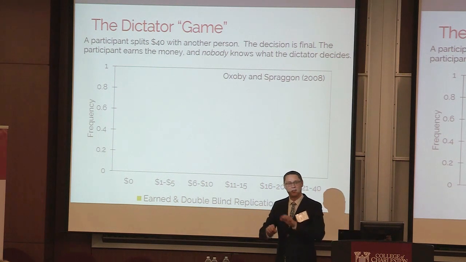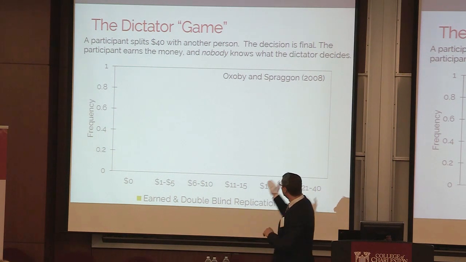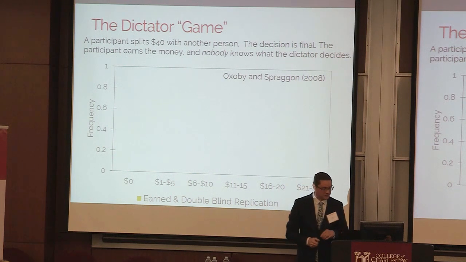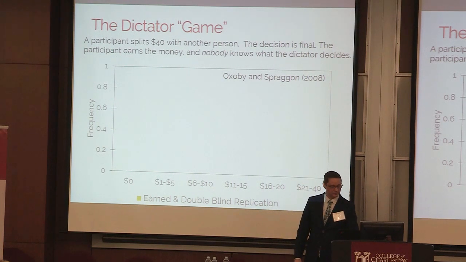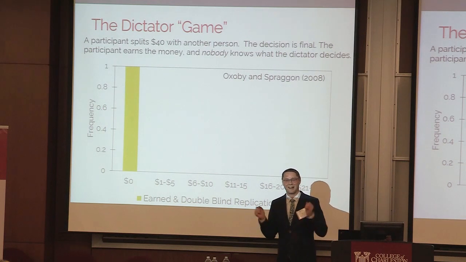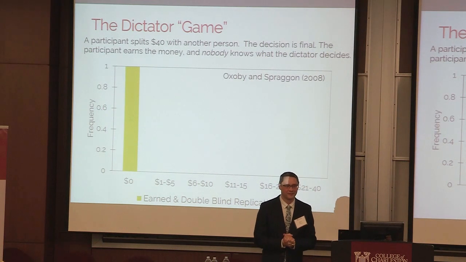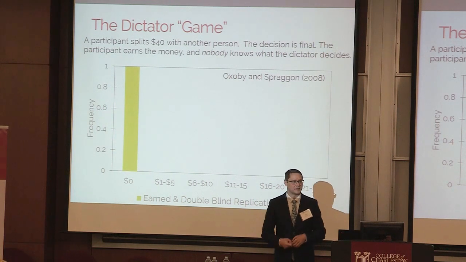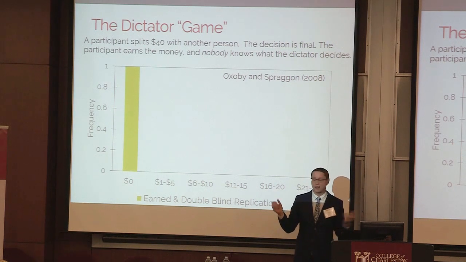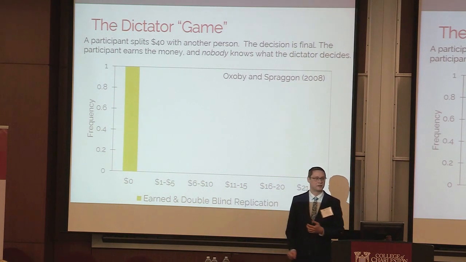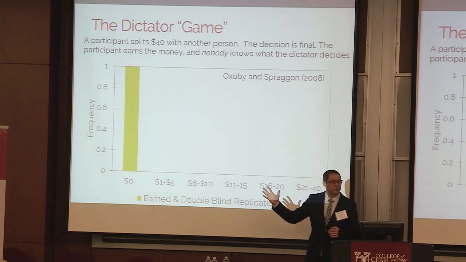Just make sure you don't think that this one study is kind of an outlier. Oxby and Sprague, 6 years later, replicate it, and what do they find? 100% of the people keep everything. So how do we make sense of it? Sometimes people are giving up $15 a year. You can't get one person to give up $1.